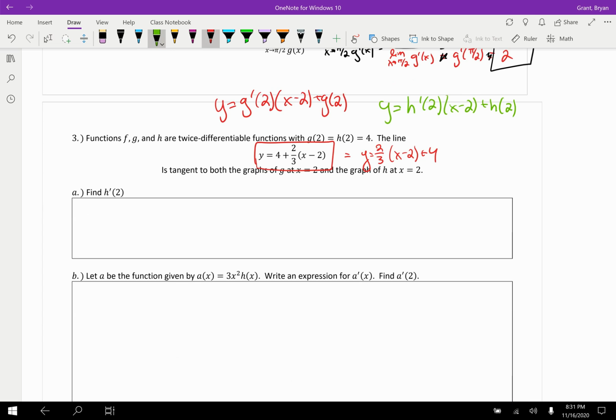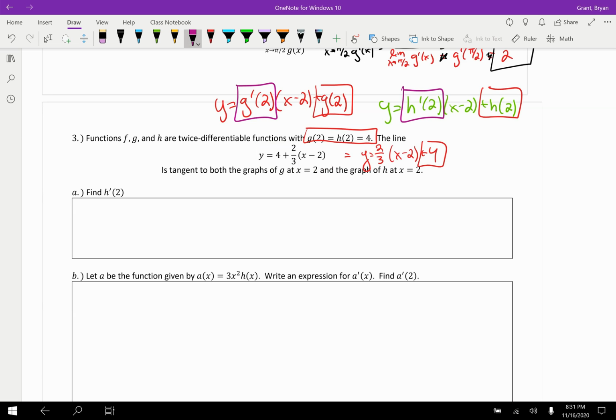And so we know a couple things. We know, of course, that g of 2, h of 2, and 4 are all equal. They told us that, yeah? But we also know that g prime of 2, h prime of 2, and 2/3 are equal. So when they say find h prime of 2, and this was literally a free response question like 2 or 3 years ago, it's very easy. h prime of 2 equals 2/3. That's it. There's no justification, no work. It's just, do you understand what tangent lines are?